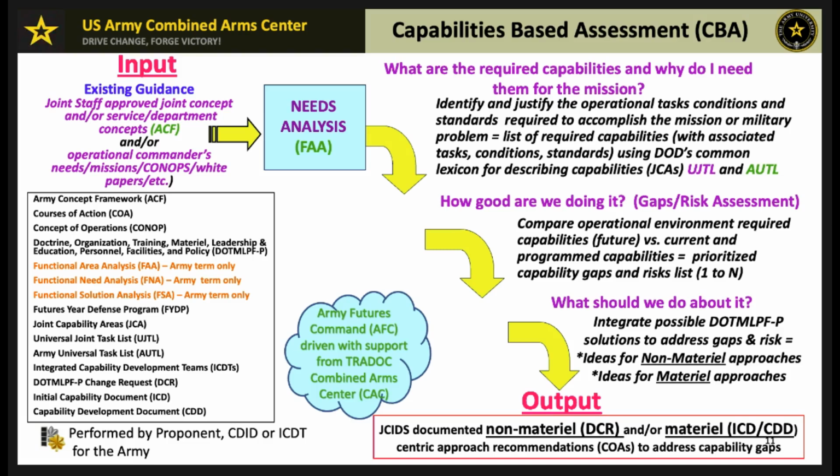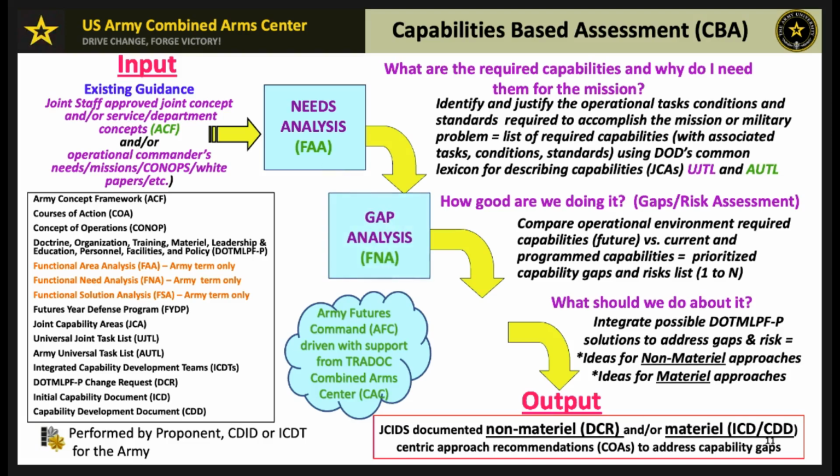JCIDS is DoD's way of making sure the military has what it needs, with inputs comprising approved concepts and parameters defined by operational commanders. CBA starts with needs analysis to identify required capabilities based on current and future environments. The Army calls this step FAA, or Functional Area Analysis.